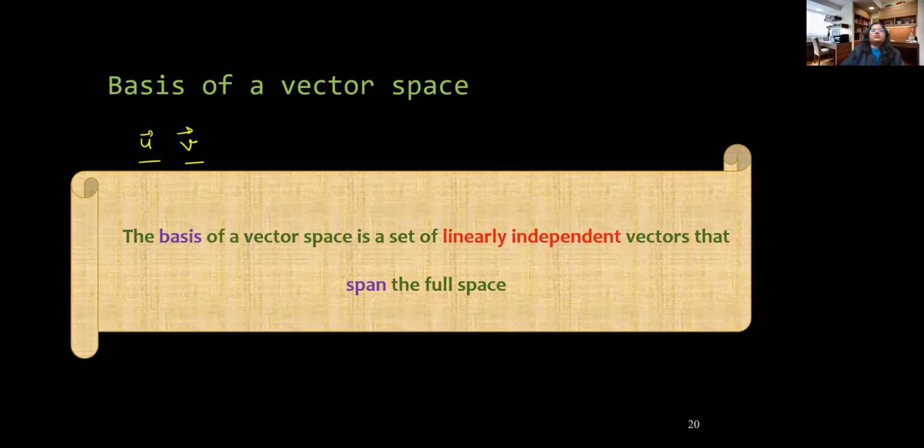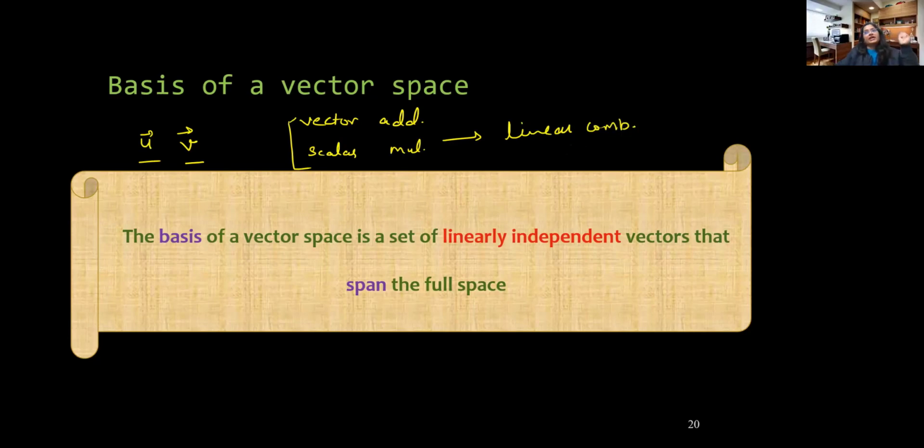Now, by using these two vectors and two operations which we have discussed, vector addition and scalar multiplication, or basically we can say using the combined operation, which is known as linear combination of vectors. So by using these vectors and their linear combination, if we can reach the entire space, whether two-dimensional or three-dimensional or whatever, and if these vectors are linearly independent, then we say that these vectors are a basis of that vector space.